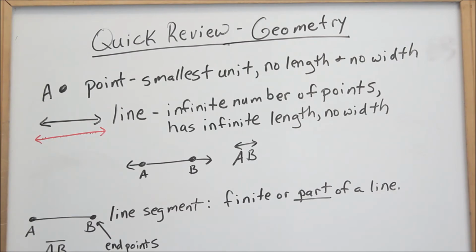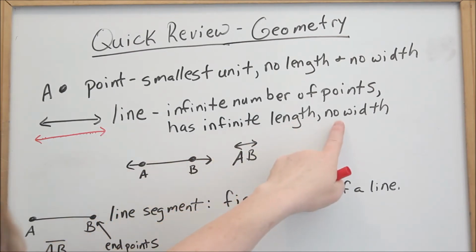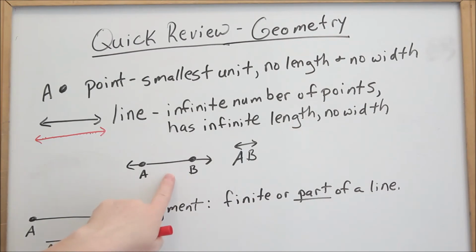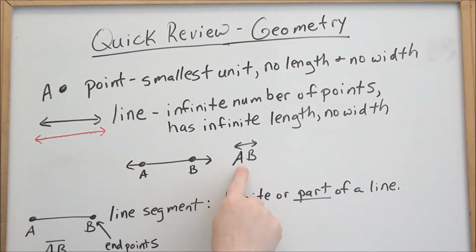The fact that it's infinite is represented by the arrows. The arrow on both ends represents that it goes infinitely in both directions. So a line has infinite length, but there's no width to it. And then let's say you had this line right here with point A on it and point B with these arrowheads, then the way that you write this is like this.